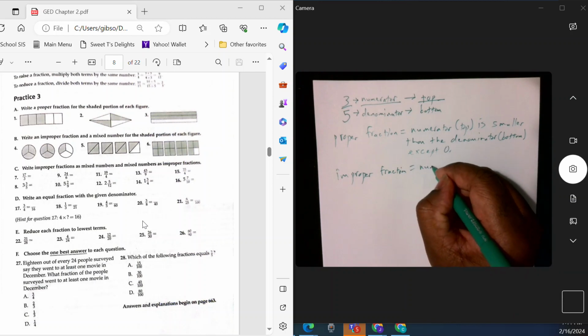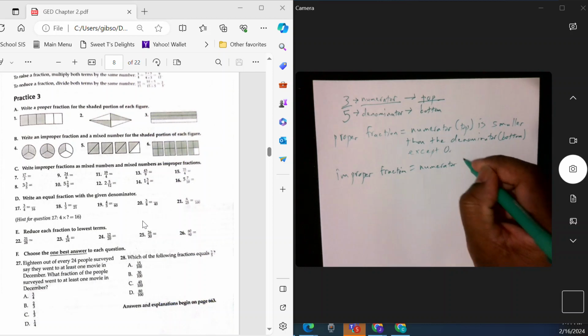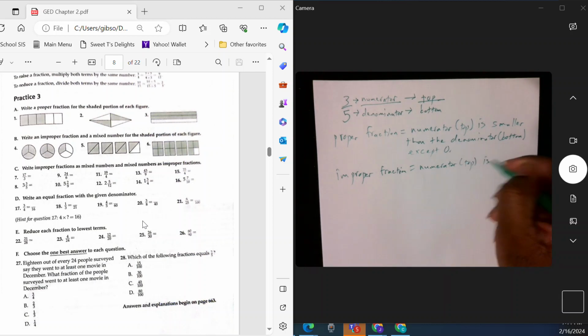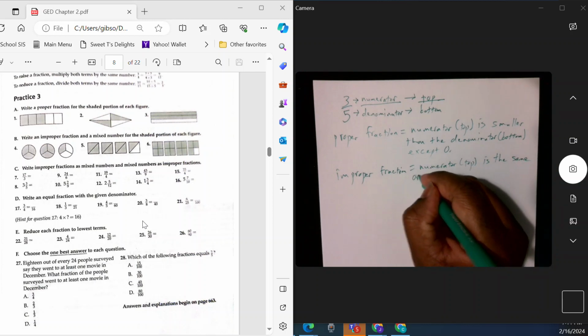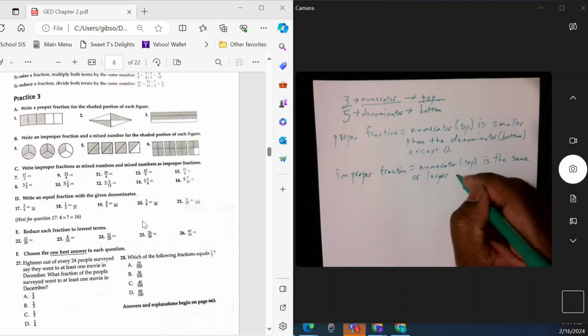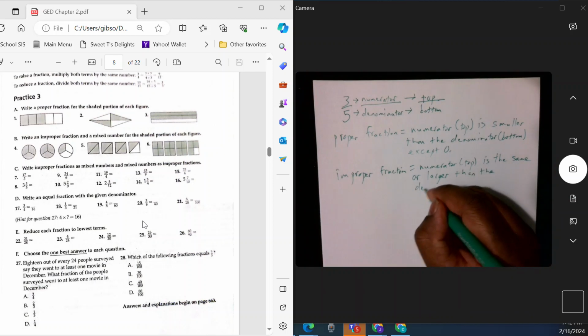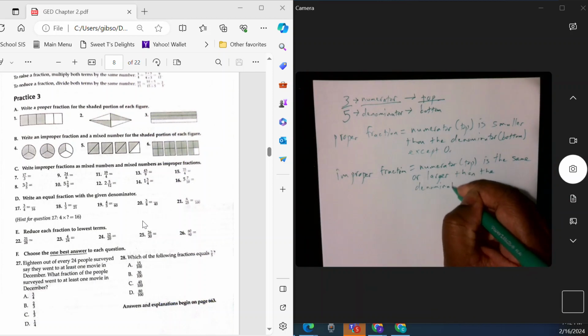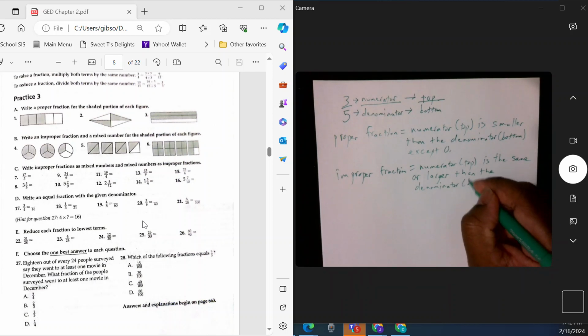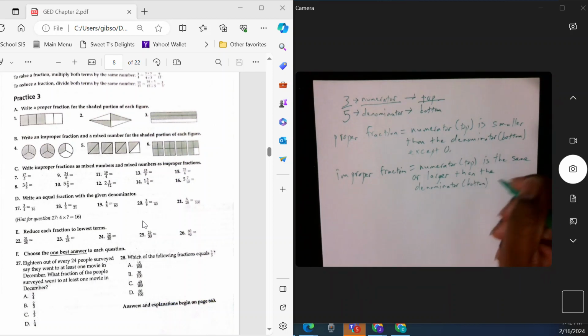An improper fraction is when the numerator, the top, is the same or larger than the denominator, bottom, except 0. That's the one exception to both of these, for the proper fraction and the improper fraction.